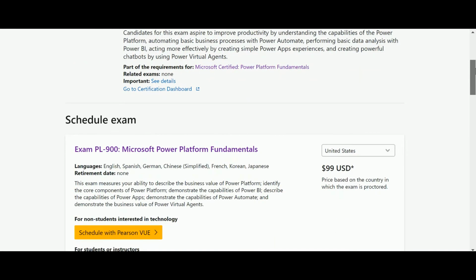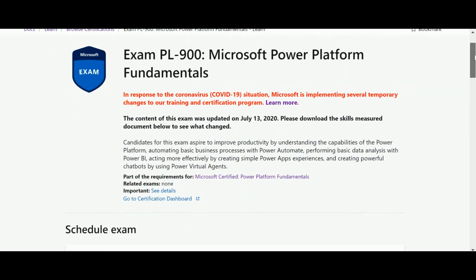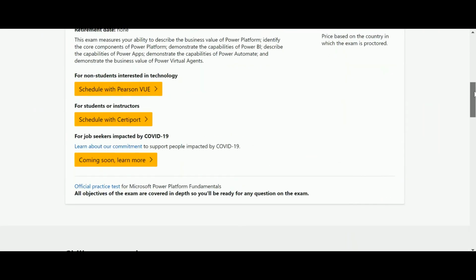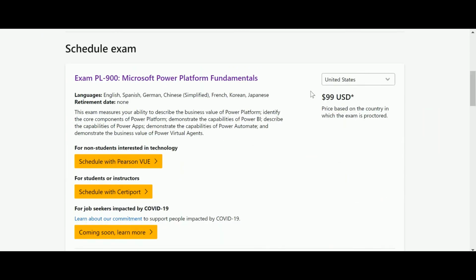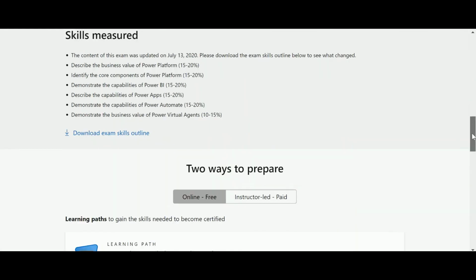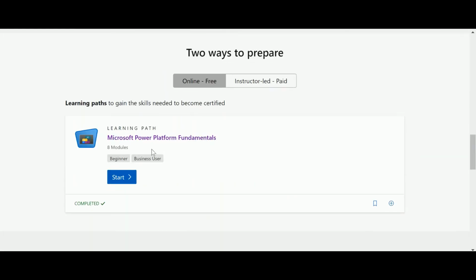So, this is the Microsoft Learn blog. Here, this is the price of this course, and this is just 8 modules in this one path, and you just have to review this.